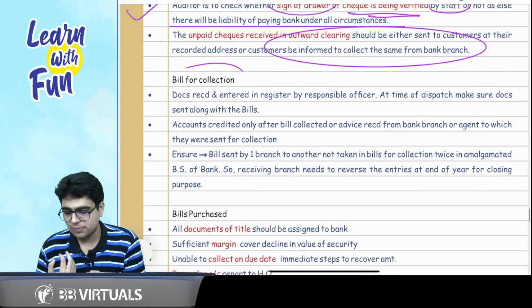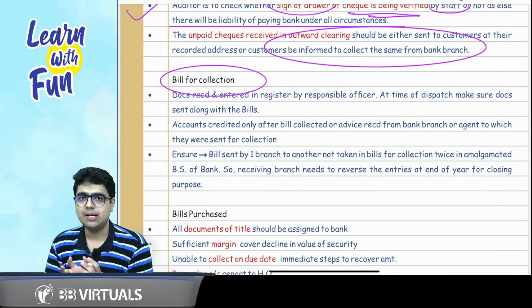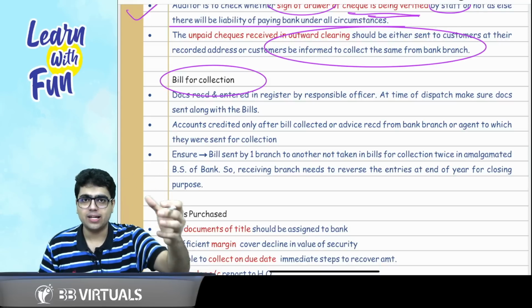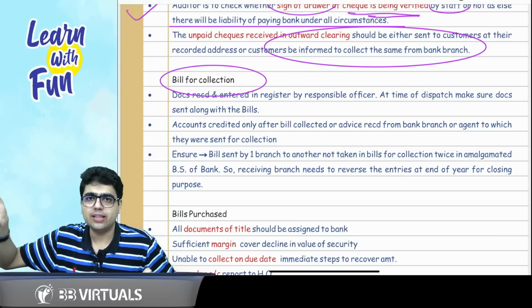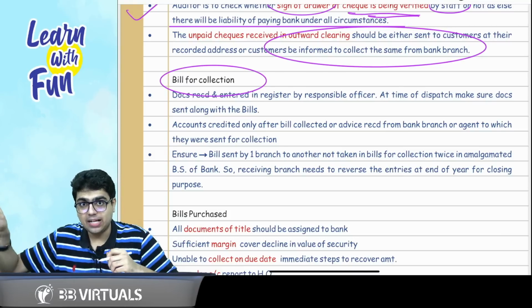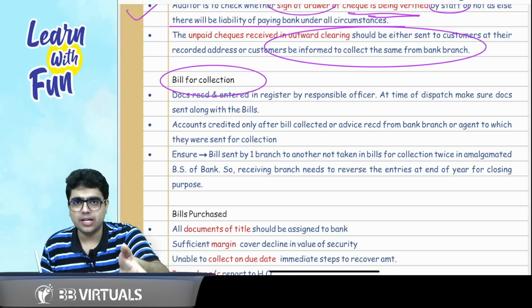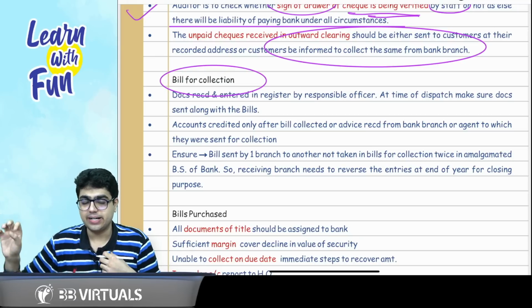Now comes the concept of bill for collection. I hope you remember, we discussed it with the help of an example, that I present the bill for collection and the documents to my bank. My bank transfers that bill for collection and documents to the other branch, which is located in the importer's country. That branch helps me in collecting the payment and provides the documents to the importer. So when the payment is collected, my account is credited.